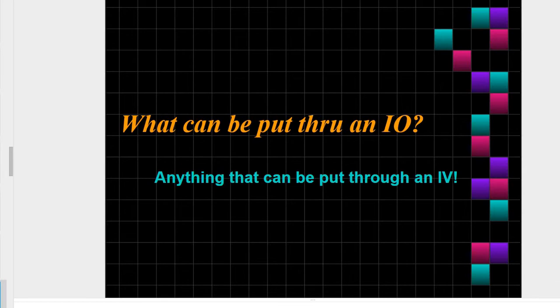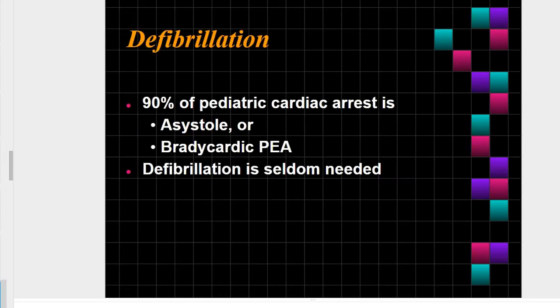What can be put through an IO? As we mentioned earlier, anything that can go through an IV can go through an IO. Glucose, epinephrine, atropine, vasopressors, whatever. Now let's move on to other procedures.